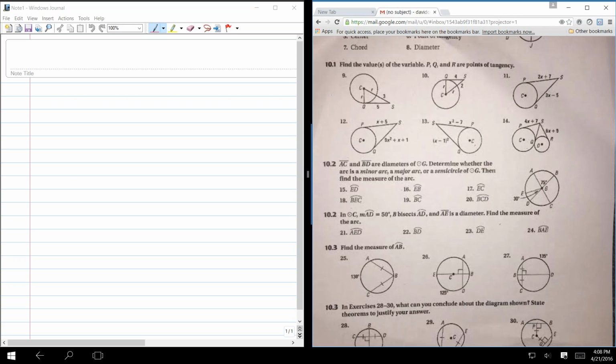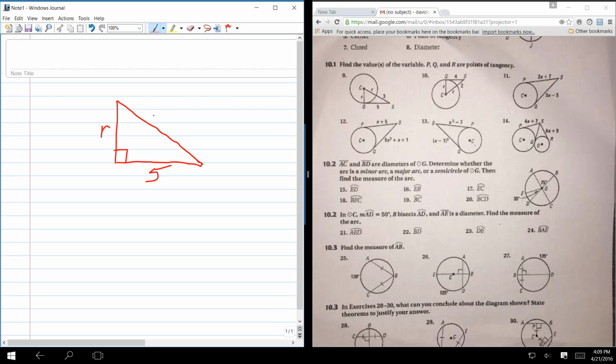Problem 10, or problem 9. What kind of triangle is that? And why? That's a right triangle. Why is it a right triangle? Because the tangent of the radius makes a 90-degree angle. Right. All tangent lines, when connected to the radius, make 90-degree angles, by definition. What's the hypotenuse length?